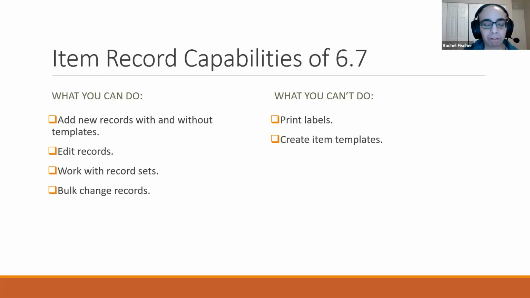Most of you are probably already familiar with the item record capabilities of Leap. So as of the 6.7 update, you can add new records with and without the item templates, edit item records fully, work with record sets, and it has all of the bulk change capabilities that the client has. However, you still cannot print labels, nor can you create new item templates.